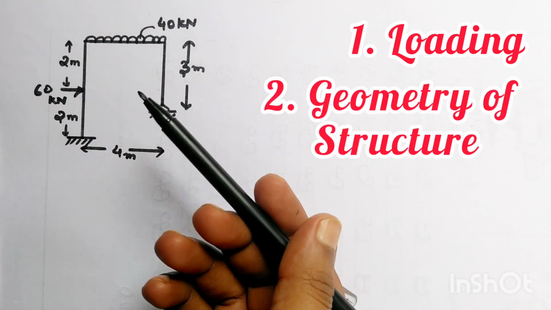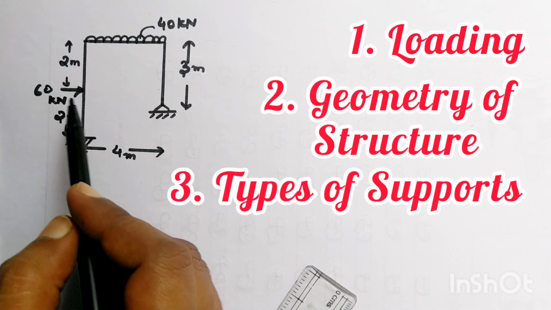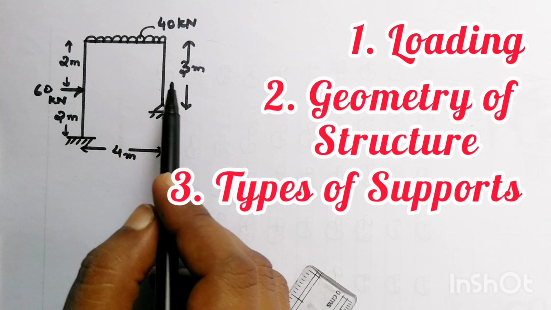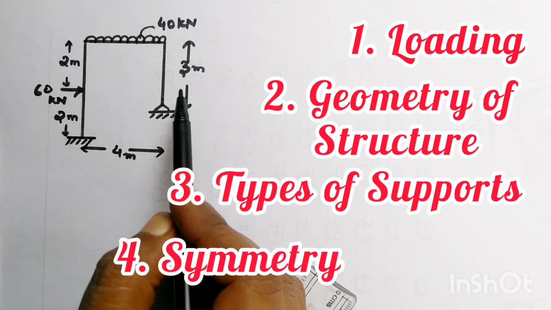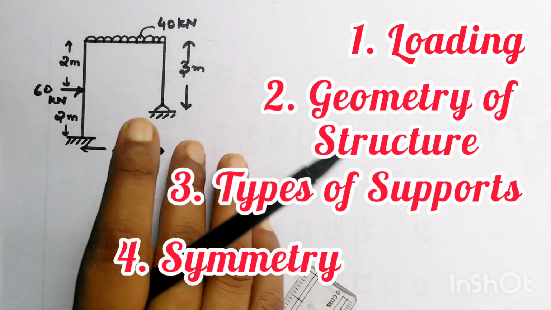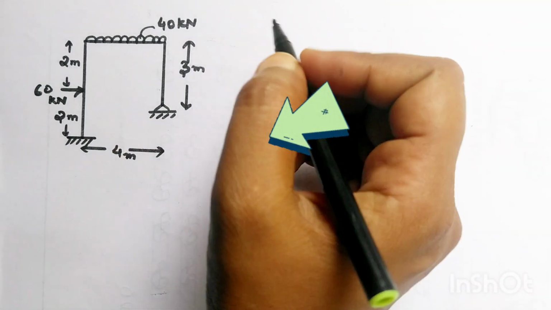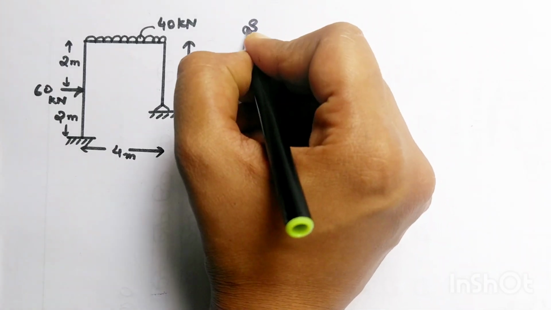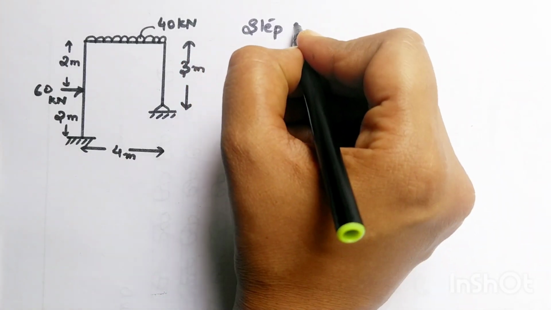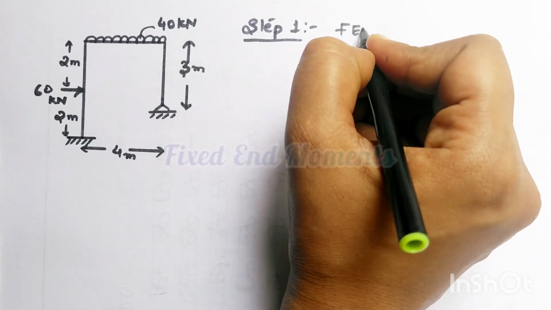So in this one we have uneven legs, horizontal loads are there, and we have a support which is a pin support, and it is not even a symmetrical frame. So all these conditions say that this is a sway frame. Now we are coming to step number 1, which is fixed end moment, FEM.